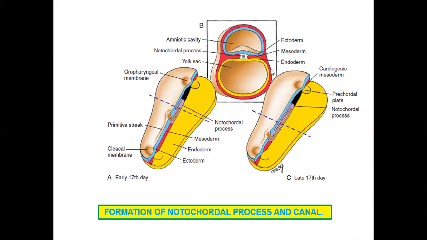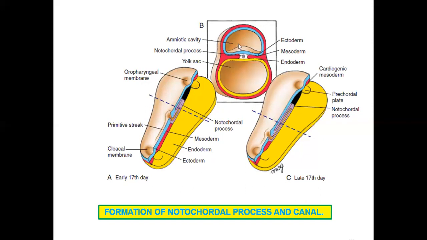Here is the cut section. This one is the cut section. So over here, this one will be seen at the transverse section of the embryo at this place. So this is the notochord. The blue one will be the ectoderm. The red one will be the mesoderm, and the yellow one will be the endoderm.